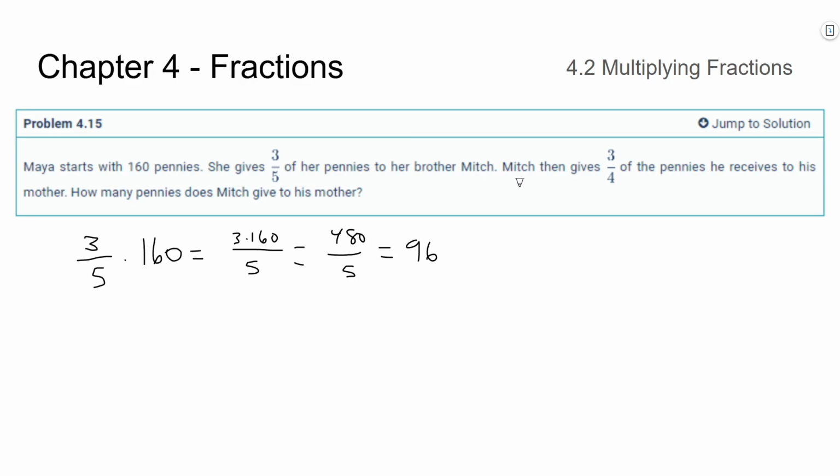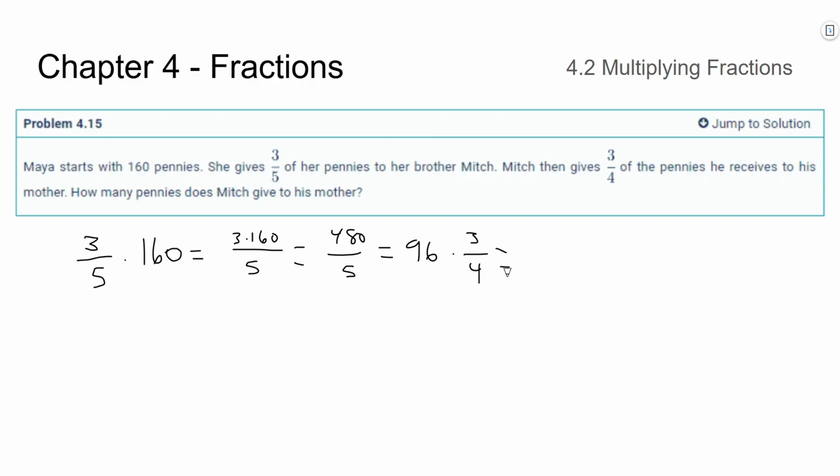Now what? Mitch then gives 3/4 of the pennies he receives to his mother. How many pennies does Mitch give to his mother? Okay, so 3/4 of this 96 he gives to his mother. So now we have to do 96 times 3/4.